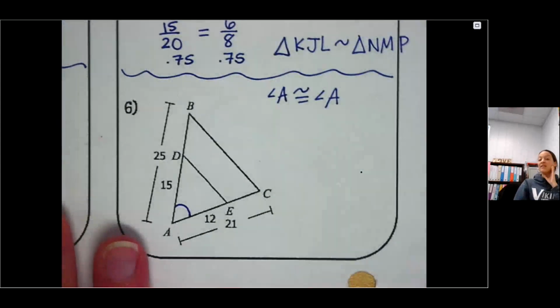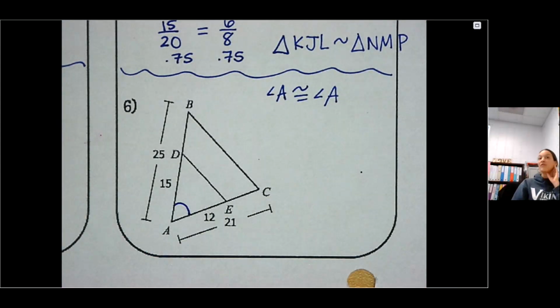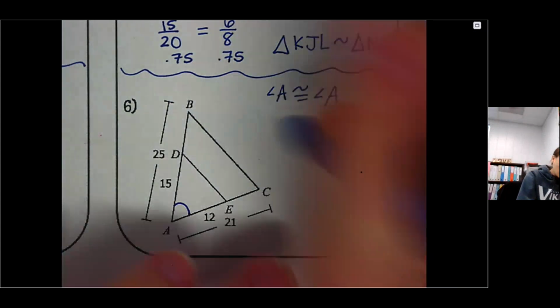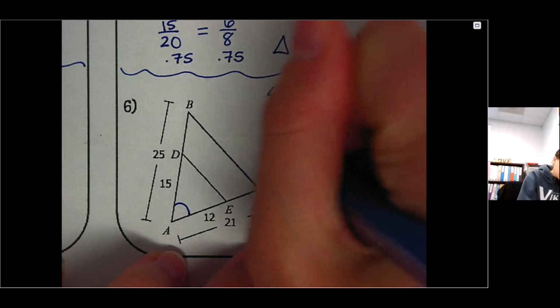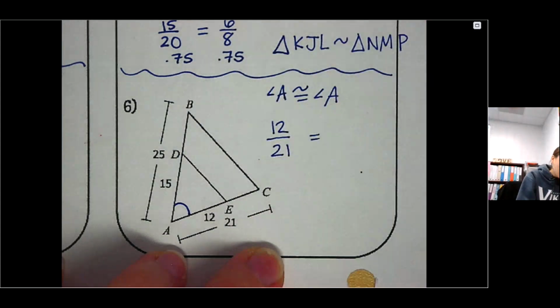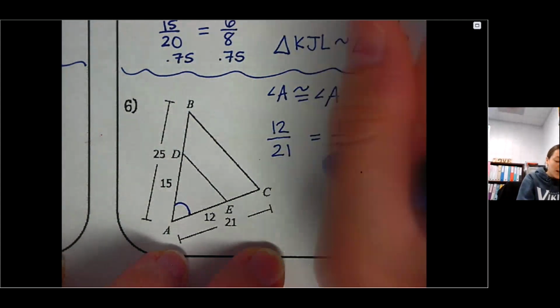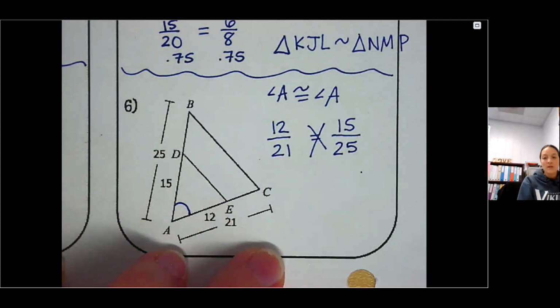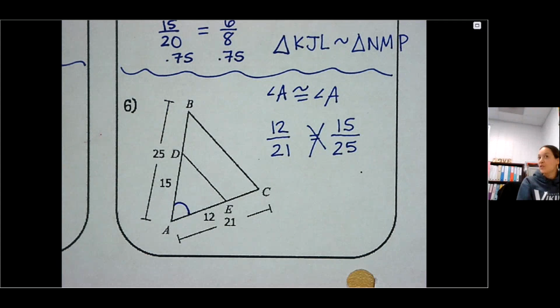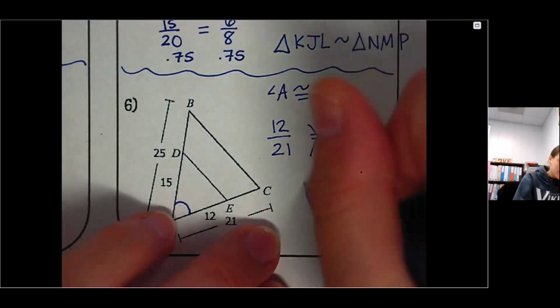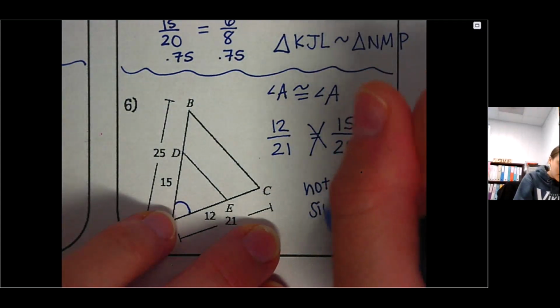So you've got your angle. Now you just need to check the side lengths. So what could be one of my fractions? 12 over 21. And what's the other fraction? 15 over 25. Okay, are they the same? No. They're not the same. So what's your answer for this problem? Not similar. Good job, guys.